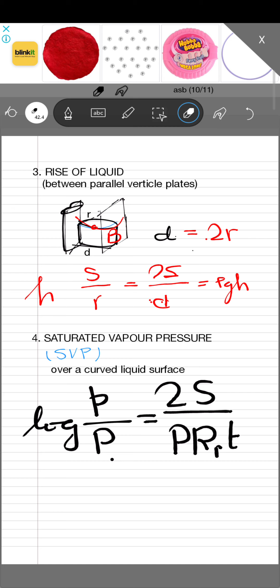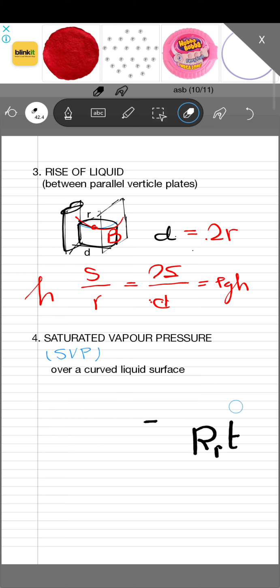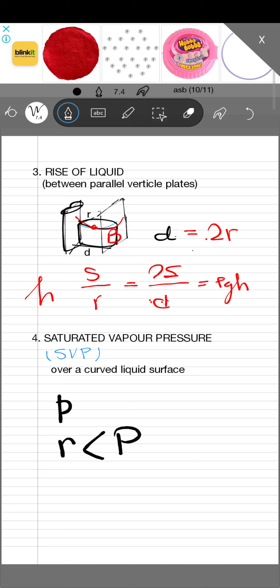Now there are certain conditions which are valid here. The conditions are that for a given pressure P, that is for a given degree of supersaturation, if the radius of the curved surface is less than the radius of curvature, then it will evaporate. However, if the radius of the curved surface is more than the radius of the curvature, then it will grow.